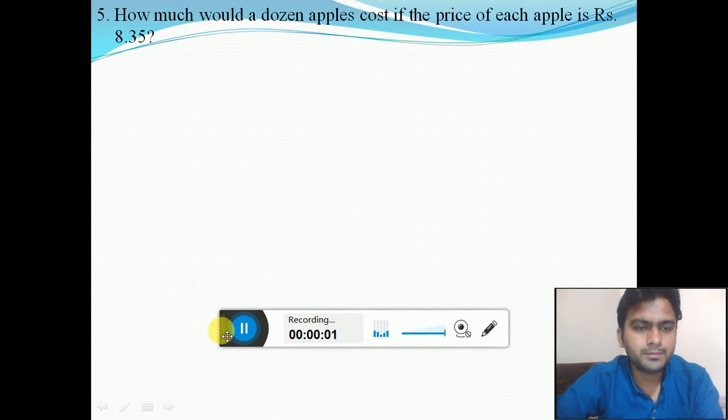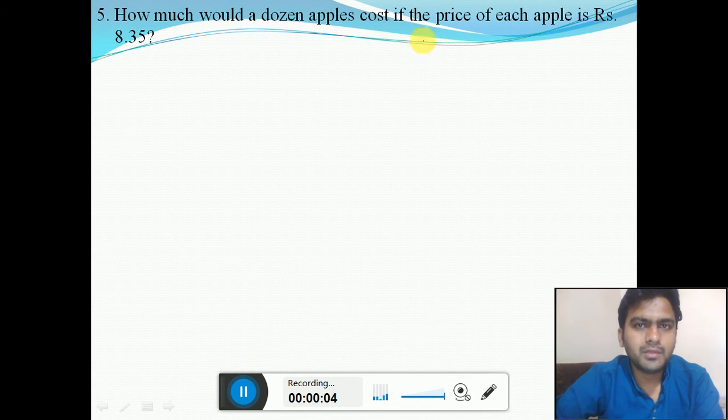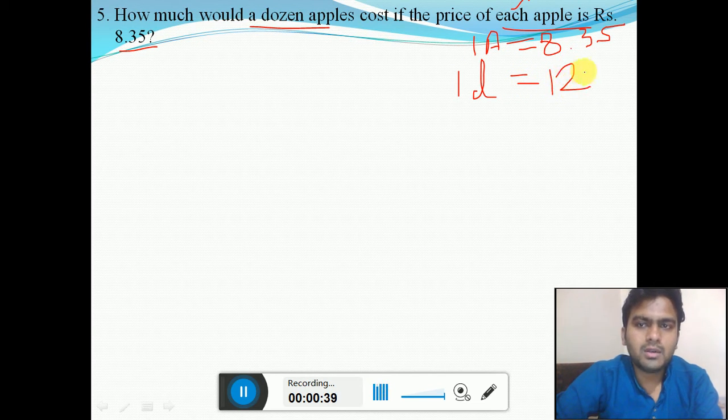Question number 5. How much does a dozen apples cost if the price of each apple is rupees 8.35? So in this question, each apple cost means the cost of one apple is given, so we will assume the one apple cost is equal to 8.35. Now we have to find the cost of a dozen apples. As you know that 1 dozen means 12, so you have to find the cost of 12 apples.